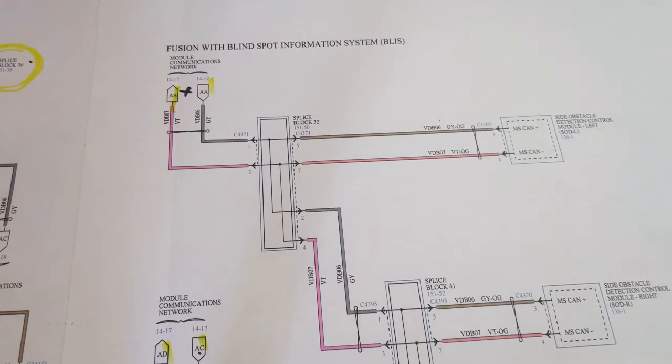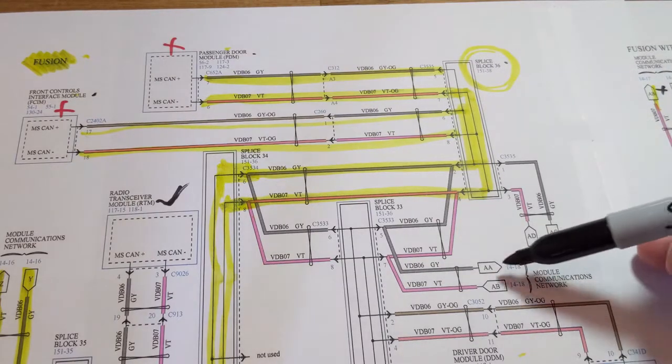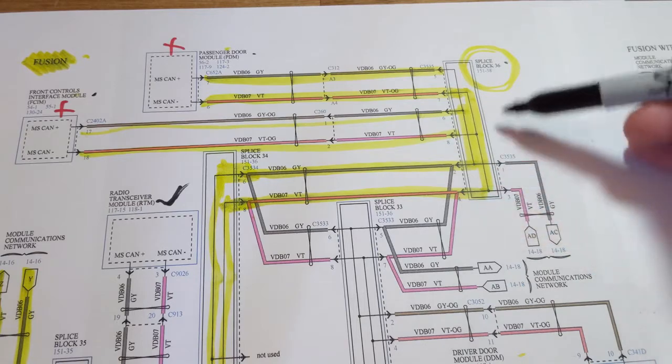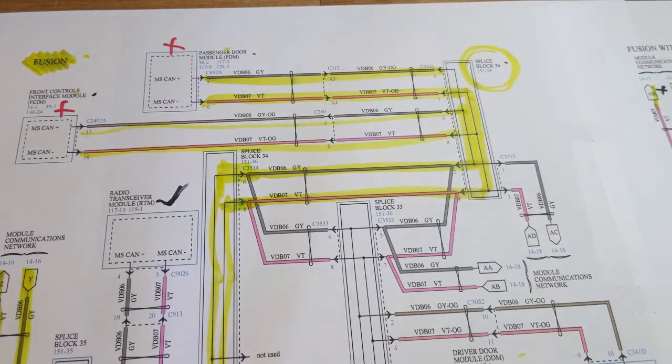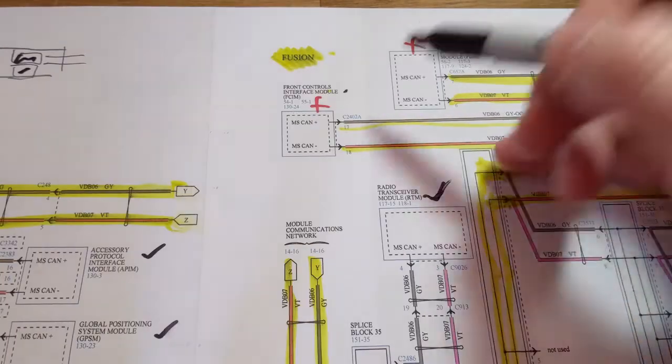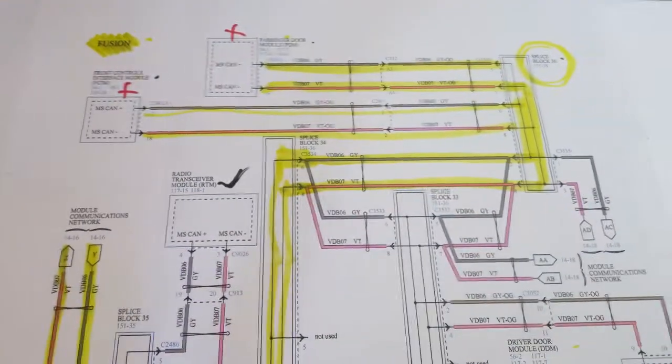And remember, it didn't matter for our SODs, for the side obstacle detection modules, because they had another path. They could bypass this module entirely. So they didn't throw a code. There was nothing wrong with them. It was just these two modules that had failed.